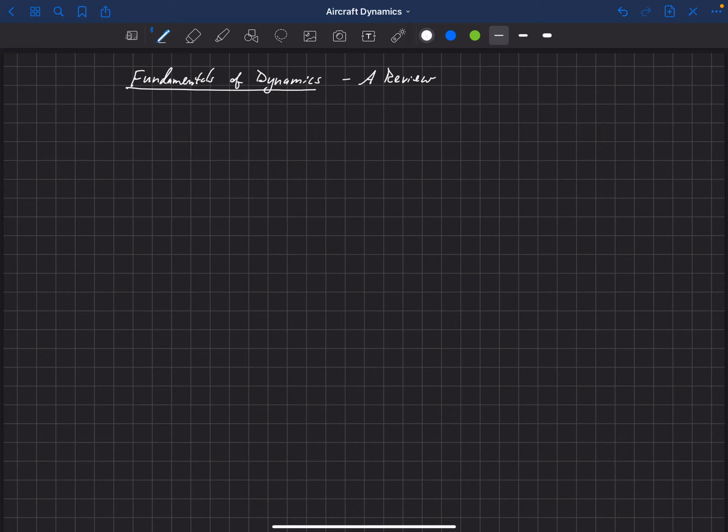Before we can understand the dynamics of an aircraft, we need to step back and just understand some fundamentals of dynamics in general. Okay, so hopefully this is a review for you. Hopefully you've had some exposure to dynamics before, but we're going to work through just a really simple problem here of a spring mass damper system.